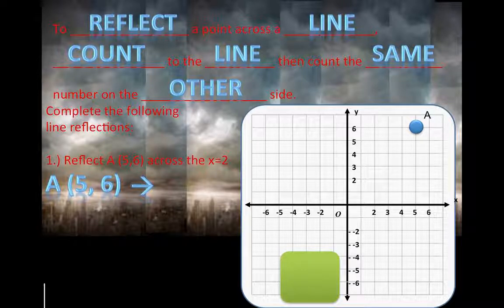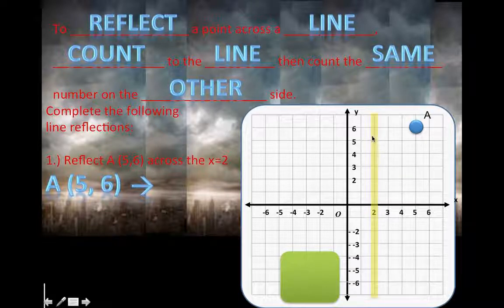Now, if you find 2 on the x-axis, here's our x-axis, and here is 2. The line x equals 2 is where every single point on that line has an x value of 2. So this is 2, 0, 2, 1, 2, 2, 2, 3, 2, 4, and going the other way, it's 2, negative 1, 2, negative 2, 2, negative 3, 2, negative 4. So our line is actually going to be vertical through 2 on the x-axis. So it'll be somewhere like right here.